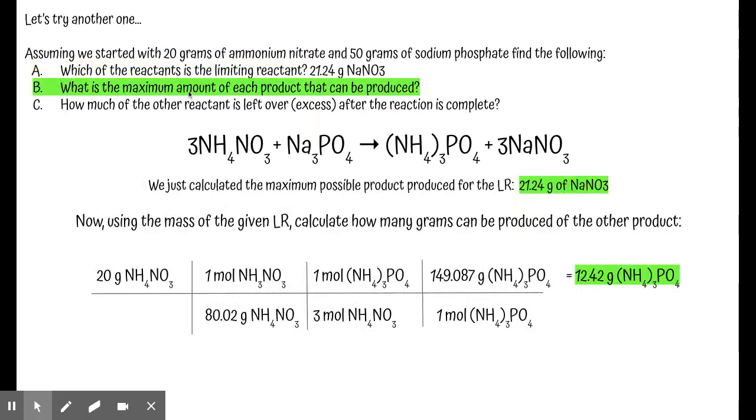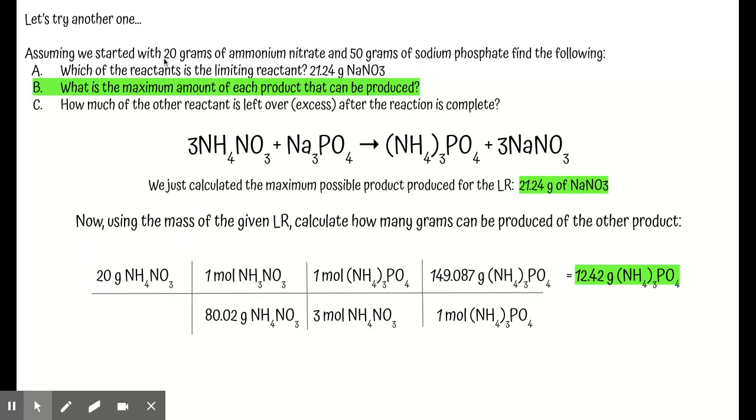Next question is, what is the maximum amount of each product that can be produced? So we know that our limiting reactant is going to be the ammonium nitrate, okay? So you can't make any more sodium nitrate than 21.24 grams because we know that this is our limit, the 20 grams of ammonium nitrate, and that's all we have. So the maximum amount of this product that we can make, because we've already calculated it, is 21.24 grams. Now what we need to do is the exact same problem, except we need to figure out how much of the other product we will be able to produce using the same starting amount of ammonium nitrate.